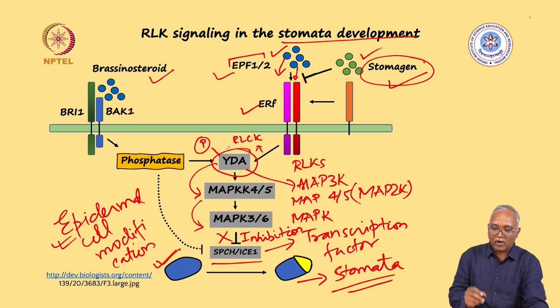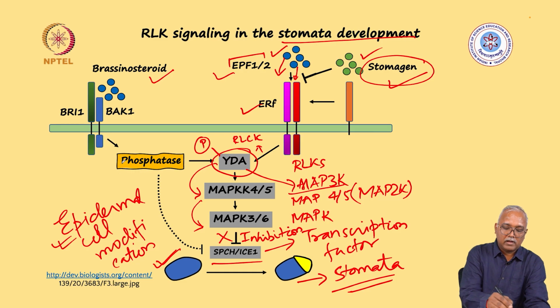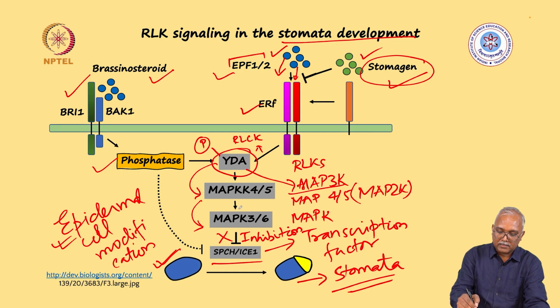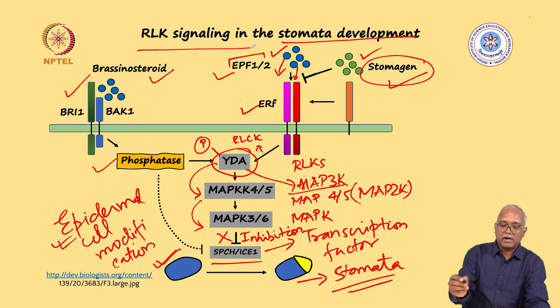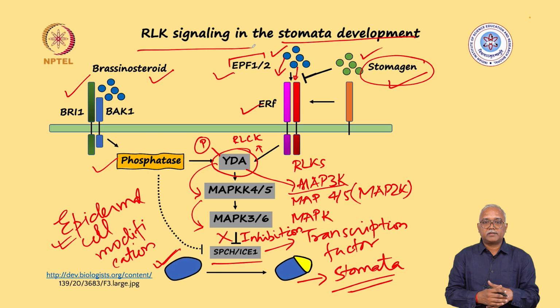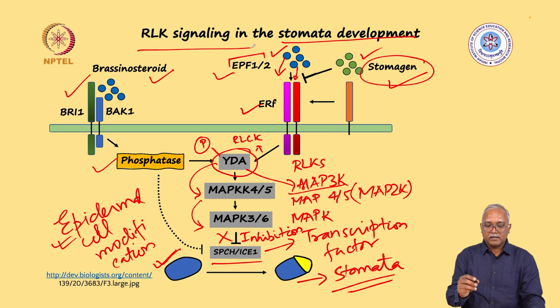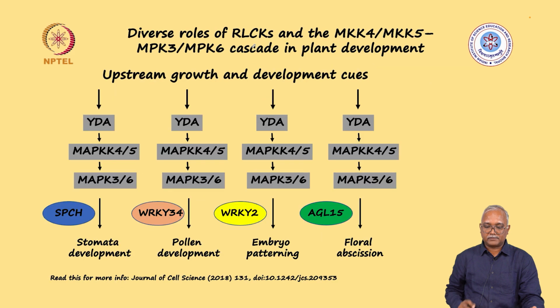This YDA, the MAP3K, is very commonly regulated by multiple different signals. One of them is where brassinosteroid signaling activates a phosphatase, which will activate YDA. Once YDA is activated, this signaling pathway is activated and there will be no conversion of epidermal tissue or epidermal cell into a stomata cell. So you would have realized how different kinds of signaling work together to ensure that the signaling is moving forward in the desired direction.